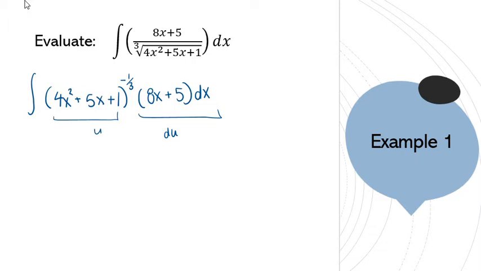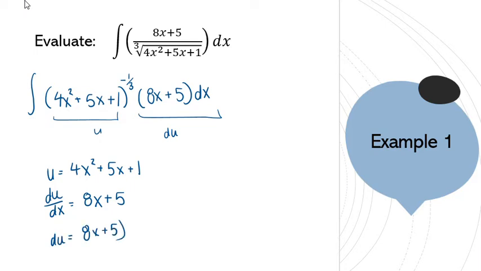So if u is 4x squared plus 5x plus 1, du/dx is going to be 8x plus 5. That looks awesome. If I rearrange this, suddenly I have du is 8x plus 5 dx, and I can substitute both u and du into this integration, and suddenly it's going to look like u to the power of negative 1 over 3 times du. And that I can integrate using u to the n plus 1 over n plus 1.